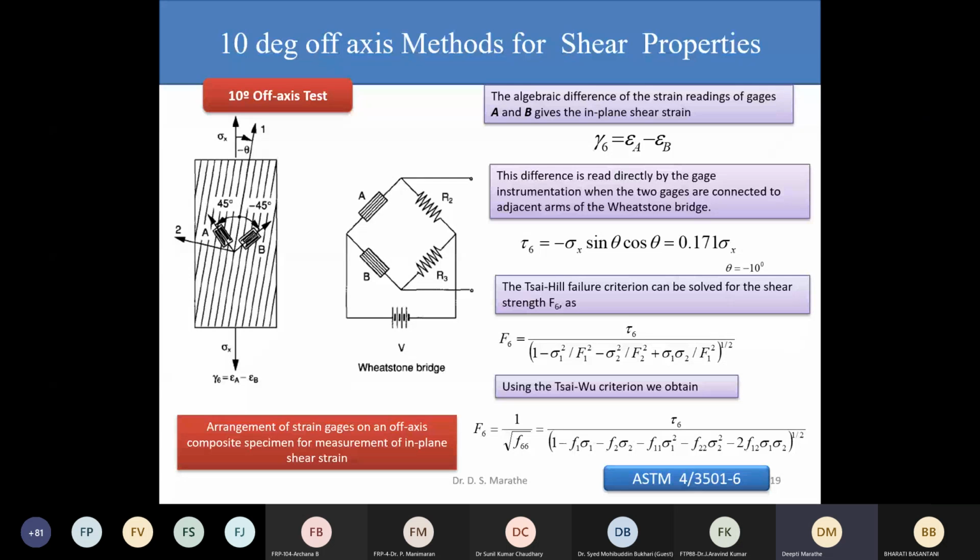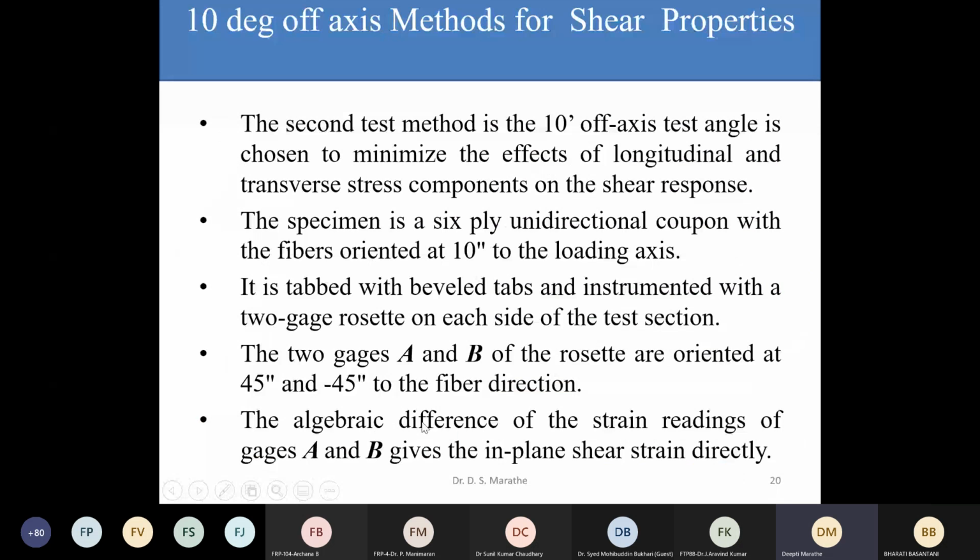So basically, in this test method, the effects of longitudinal and transverse stress components, that is, the two biaxial stress components, on shear response is seen. The specimen usually is going to be a 6-ply specimen. Again, end-tabbed always, in both the specimens, the previous plus minus 45 and also in this specimen, because it is a tensile test only that I am doing, there has to be end tabbing so that there is no crushing in between.